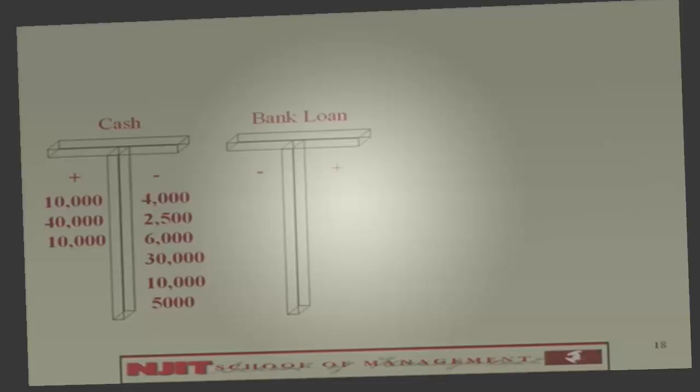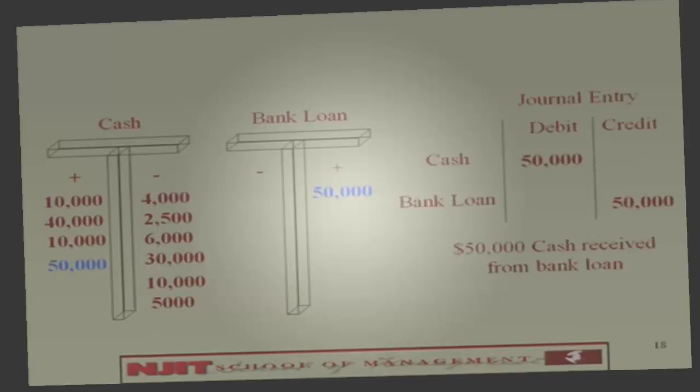Cash is debit 50,000. Am I correct? Bank loan, credit 50,000. So the journal entry would be cash, debit 50,000, bank loan, credit 50,000.